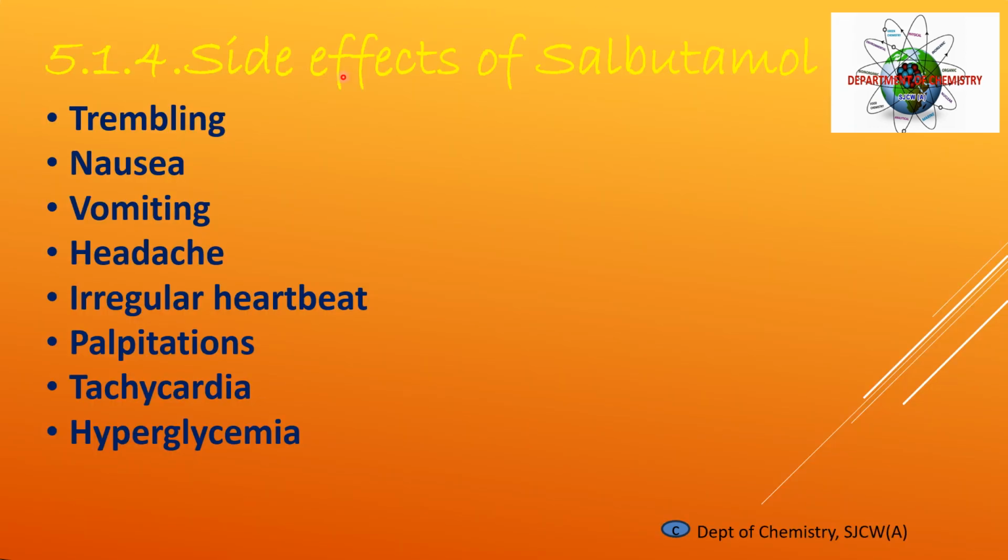Moving to the next slide, the side effects of salbutamol are trembling, nausea, vomiting, headache, irregular heartbeat, palpitations, tachycardia, and the last one is hyperglycemia. What is trembling? Trembling means shaking, typically as a result of anxiety, excitement, or some nervousness. Nausea, vomiting, headache, and irregular heartbeat are common side effects of salbutamol.